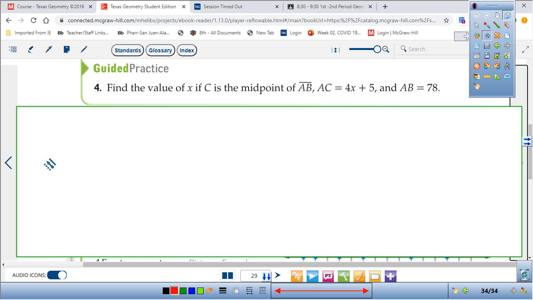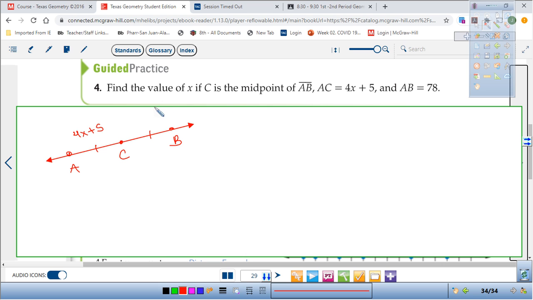So I'm just going to draw, if you don't mind, now put a point here. Find the value of x if C is the midpoint of AB. So right here I'm going to have C, A, B, and then just for me, I'm going to put a line there and a line there. Since I know that I have a line here and a line here, this line segment AC is equal to CB, okay? AC is equal to 4x plus 5. AB, where's AB? AB is all of this distance, 78.